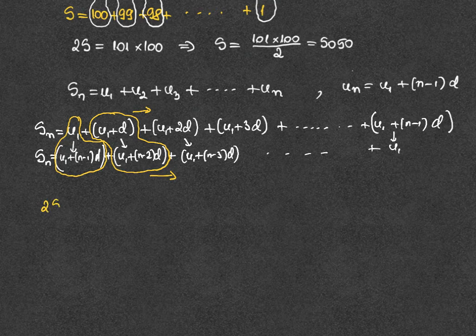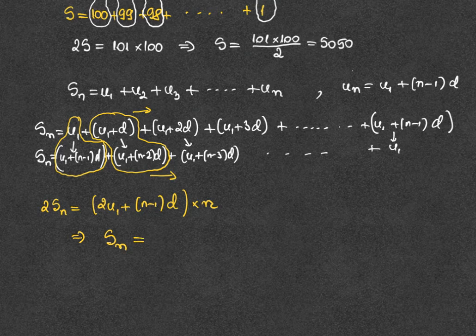So 2Sn will be 2u1 plus n minus 1 d, n times, because I have n terms. Therefore, Sn, the sum of the first n terms of an arithmetic sequence, will be, let me rearrange, n over 2 times 2u1 plus n minus 1 d. And that's a formula for the sum of the first n terms of an arithmetic sequence with a common difference d and first term u1.